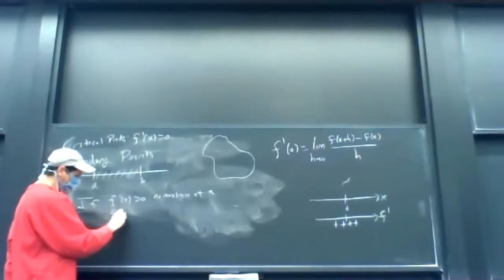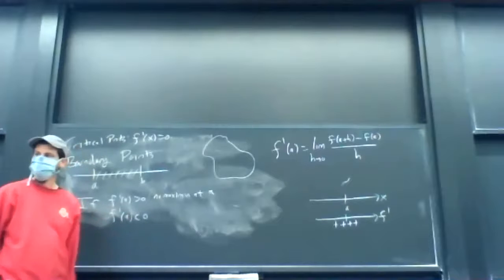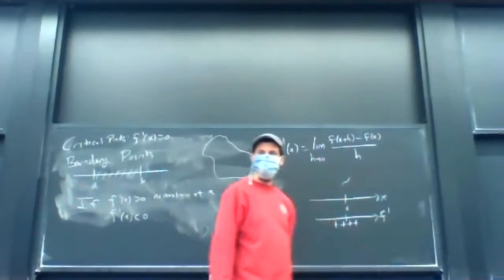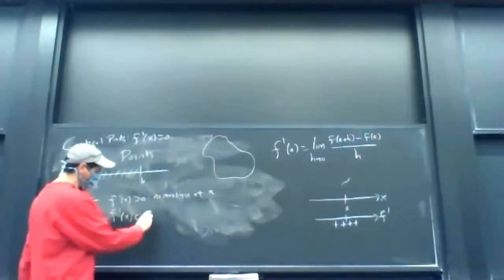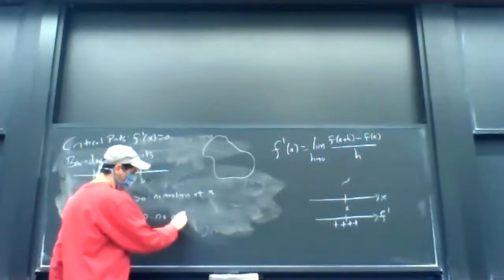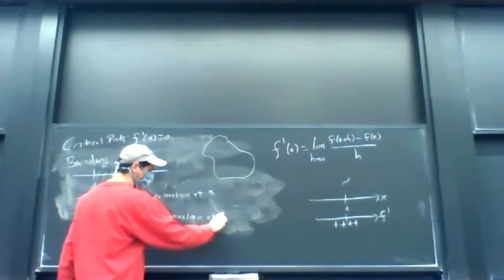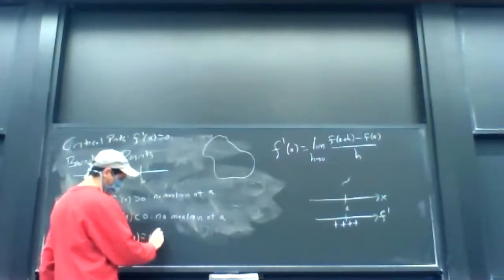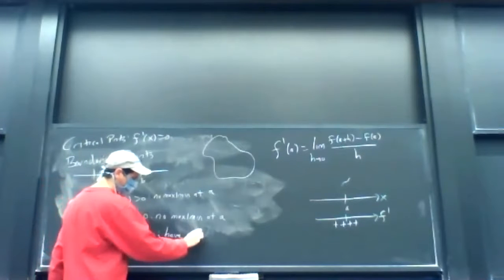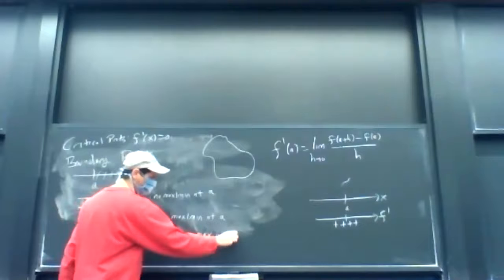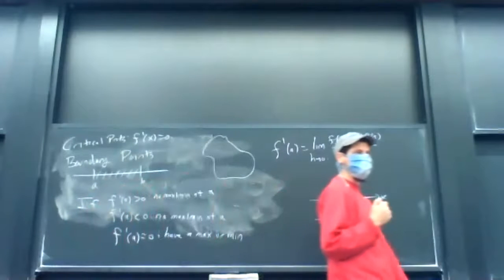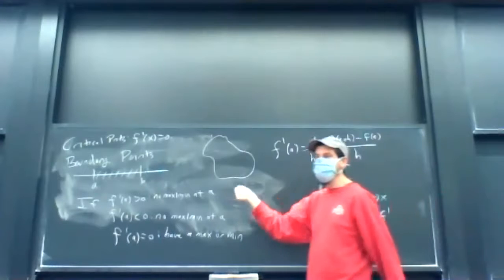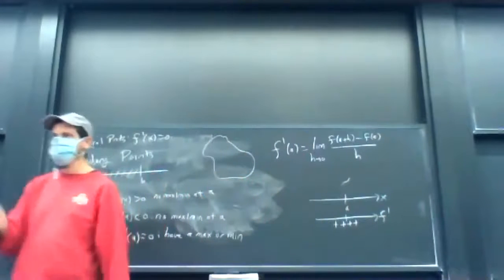But what if f prime of a was less than 0? It would be a similar argument, except instead of increasing to the right, it would now be decreasing. So also, no max or min at a. So, if f prime of a equals 0, do we have a max or min? Is that a correct conclusion? If the first derivative is positive, it's not a max or min. If the first derivative is negative, it's not a max or min. So if the first derivative is 0, it's a max or min.